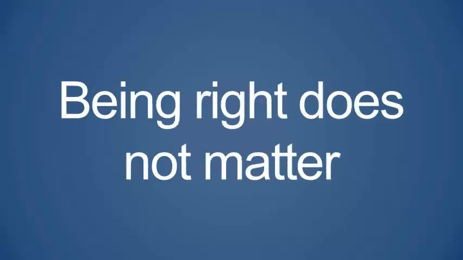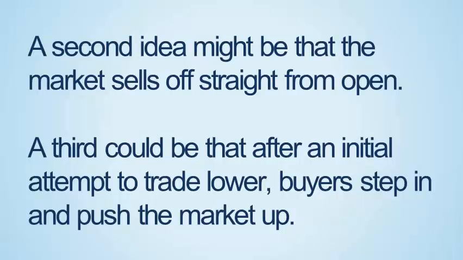Now, if you felt confident that the market would continue to sell off the following session, your primary idea might be that it would look to test a reasonable amount higher before turning its attentions towards extending past the prior session's low. Now again, it doesn't really matter whether you're right or not about this. Just having the idea and seeing what the market does do is the key aspect. A second idea might be that the market sells off straight from the open. A third could be that after an initial attempt to trade lower, buyers step in and push the market up.